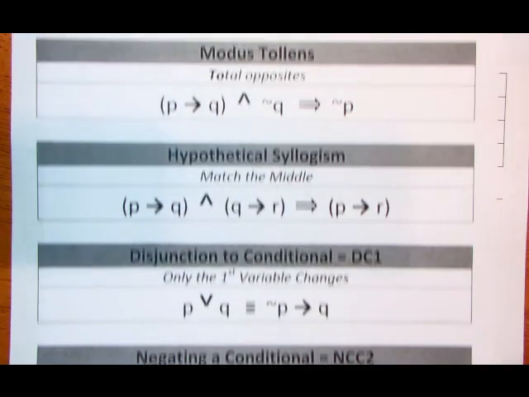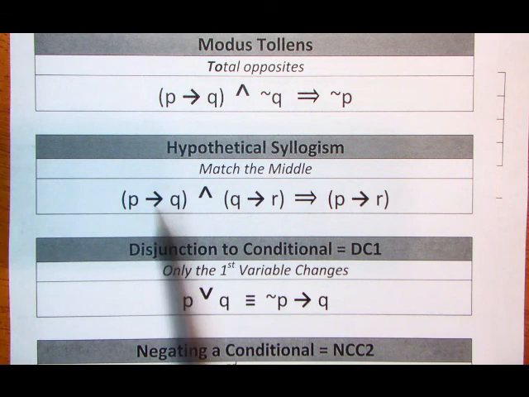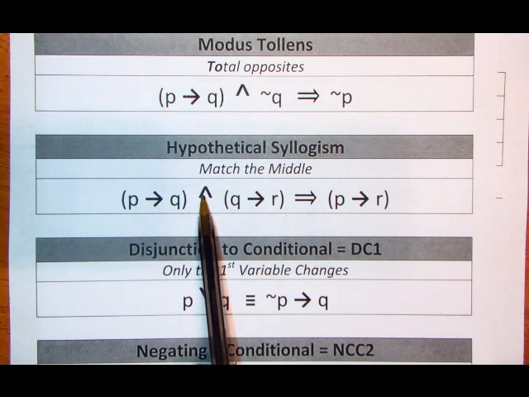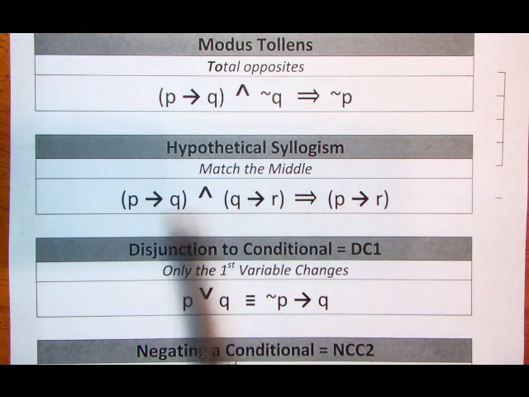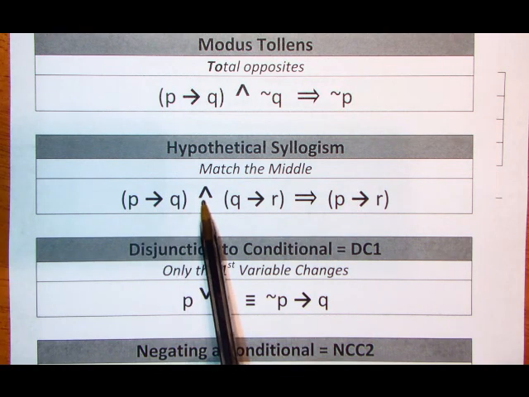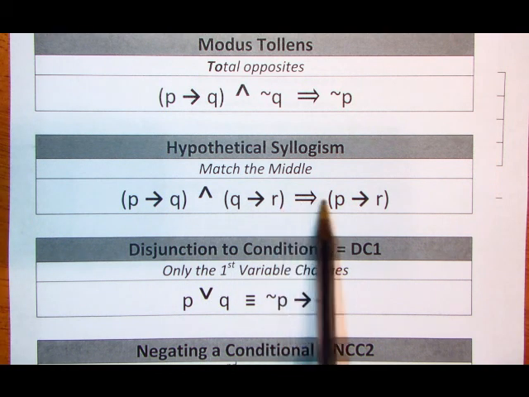Hypothetical syllogism uses two conditional statements, two premises combined with a conjunction, and it ends with a conditional statement. If P then Q, and if Q then R, logically implies if P then R.